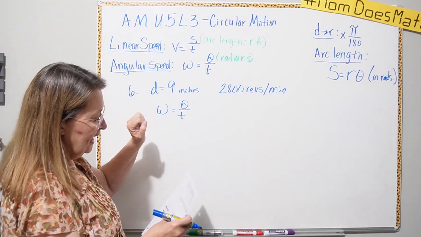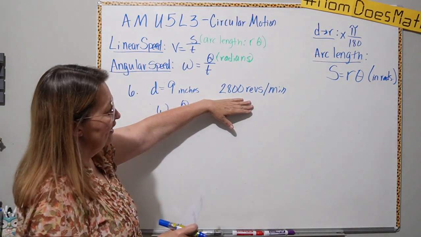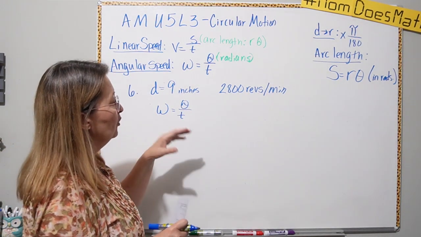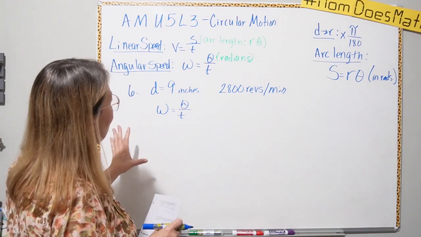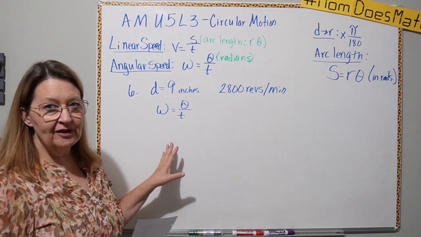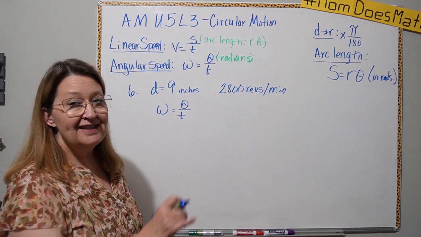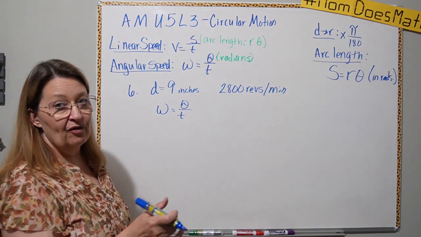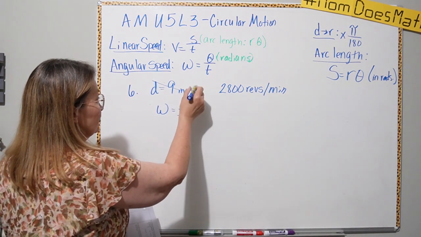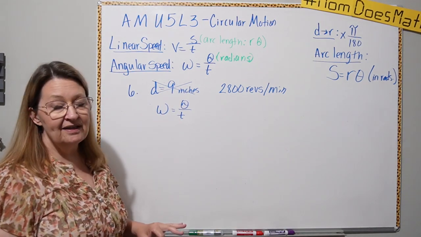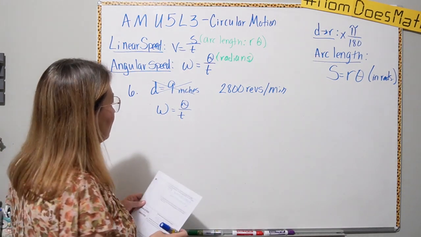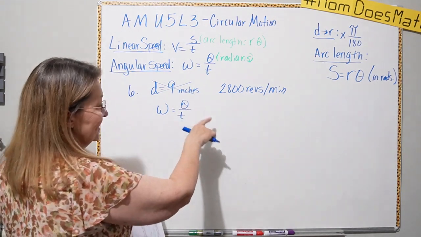Okay, for number 6, our scenario is a circular saw blade, and it has a diameter of 9 inches, and it's running at 2,800 revs per minute, revolutions per minute. Now we want to find the angular speed on this one. So actually, if you remember, for angular speed, the distance from the middle doesn't count. It doesn't affect anything. So we're actually not even going to need the diameter or the radius.